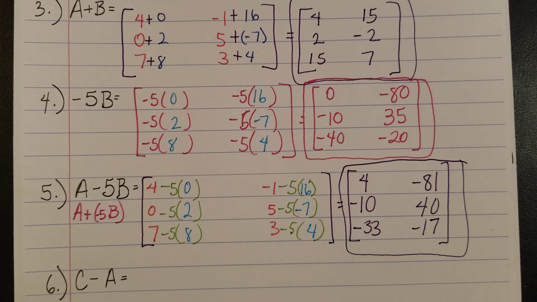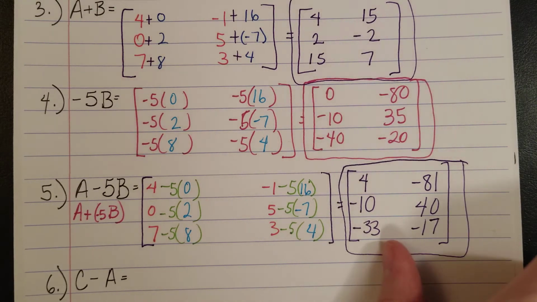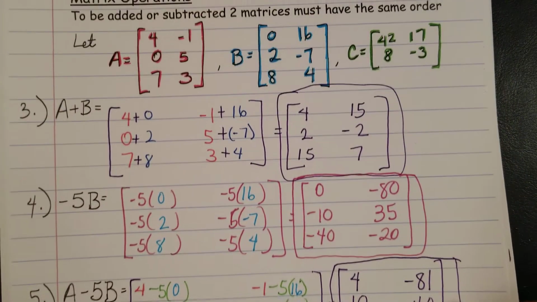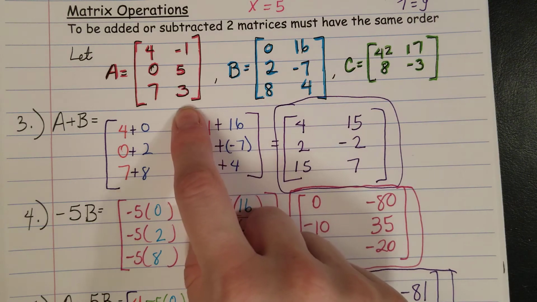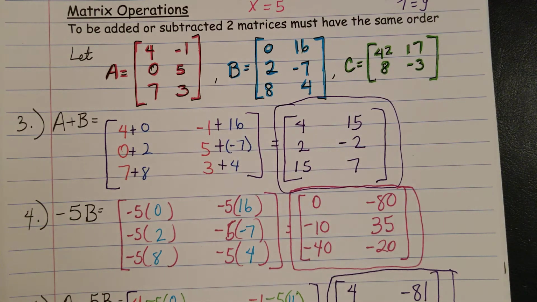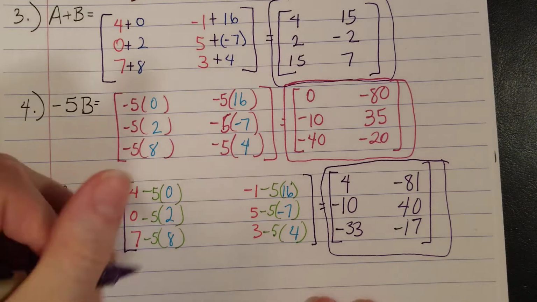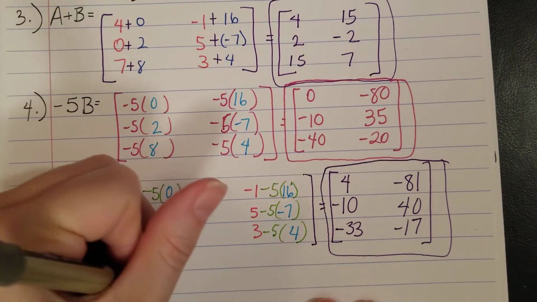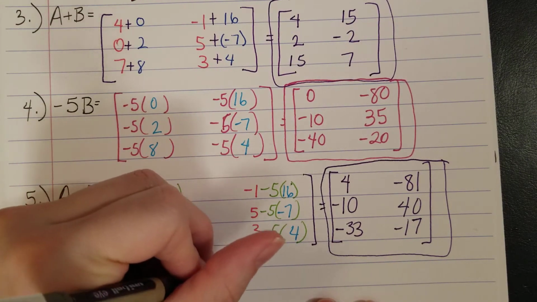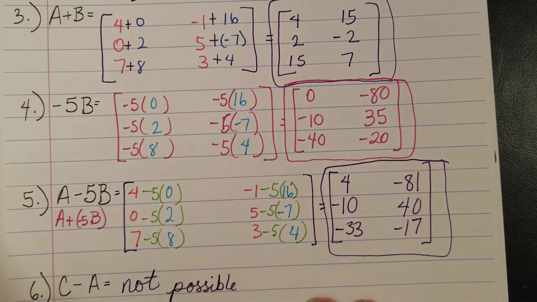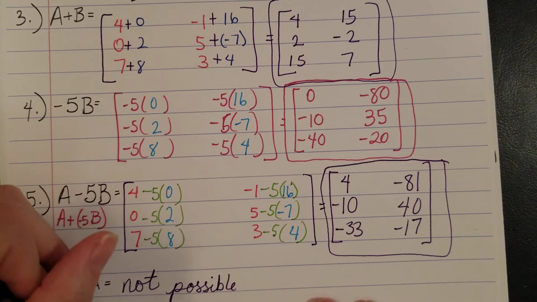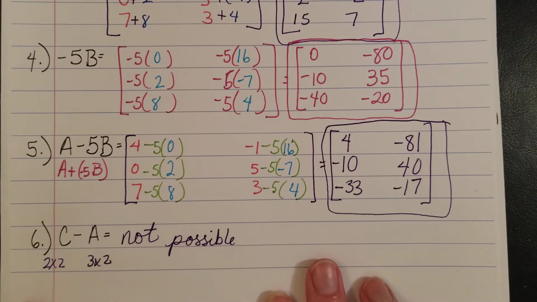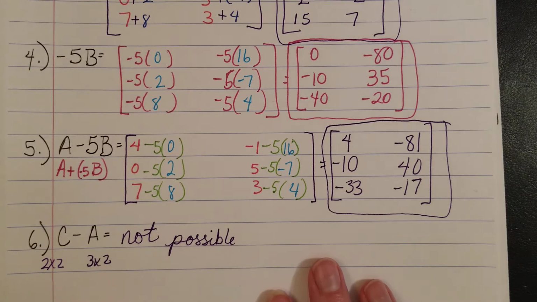And then number 6 says C minus A. We look back up here. C is a 2 by 2 and A is a 3 by 2. So you would not be able to subtract those. So I'm just going to write not possible, because C is a 2 by 2 and A is a 3 by 2. So they cannot be added or subtracted.